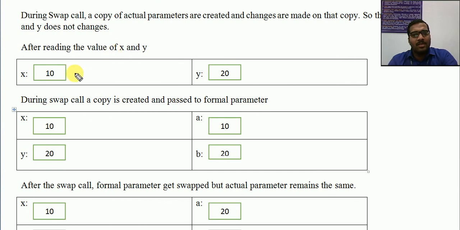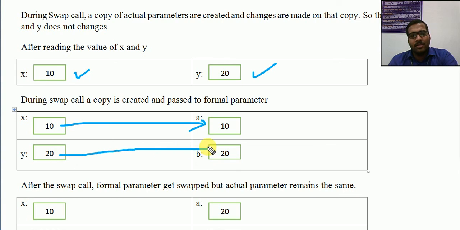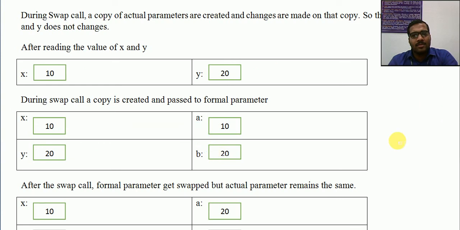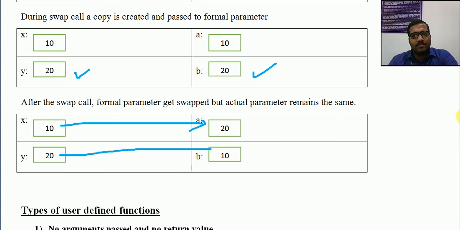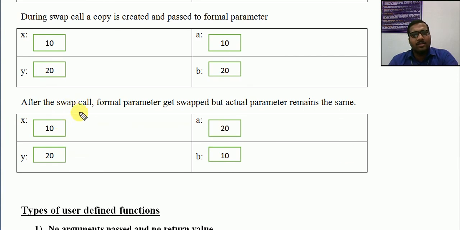After reading the values of x and y, x is equal to 10, y is equal to 20. Then during the swap call, this is x and this is y. This x value 10 is assigned to a, that is copied. Then the y value 20 is copied to b. Now after the swap call, the value of x still remains 10, but a is 20. The value of y remains 20, but b is changed to 10.